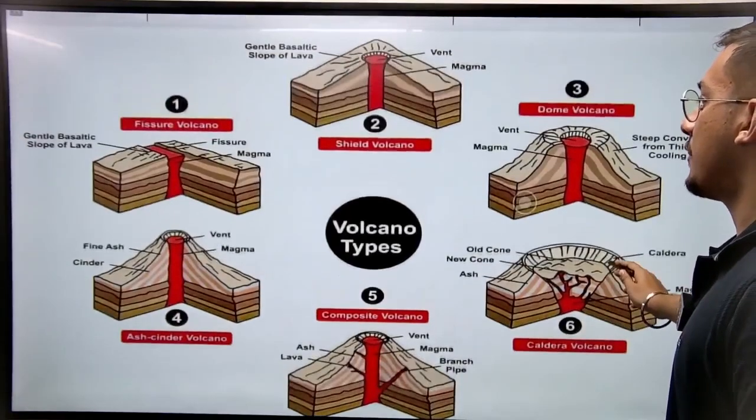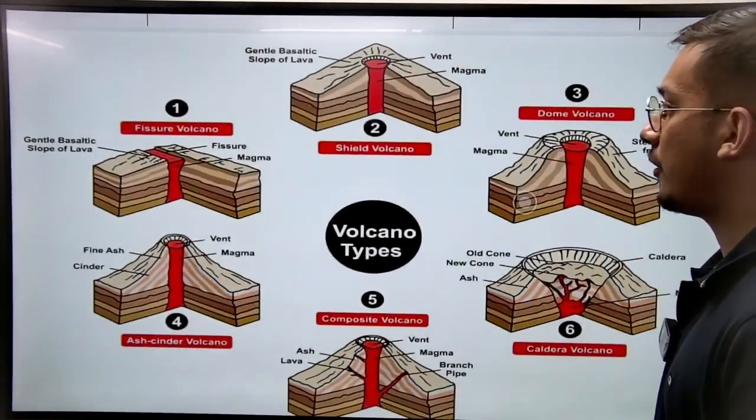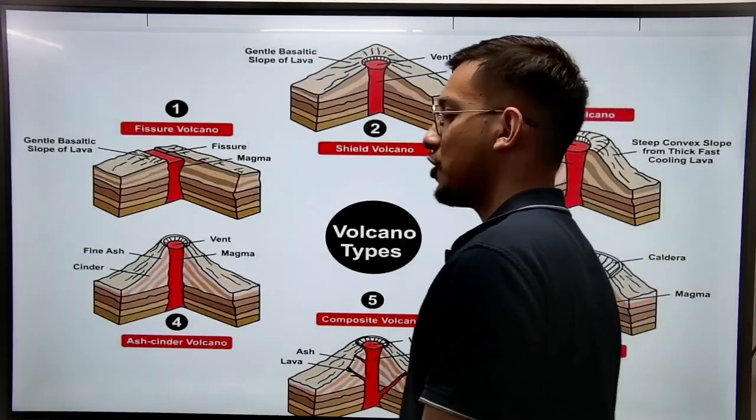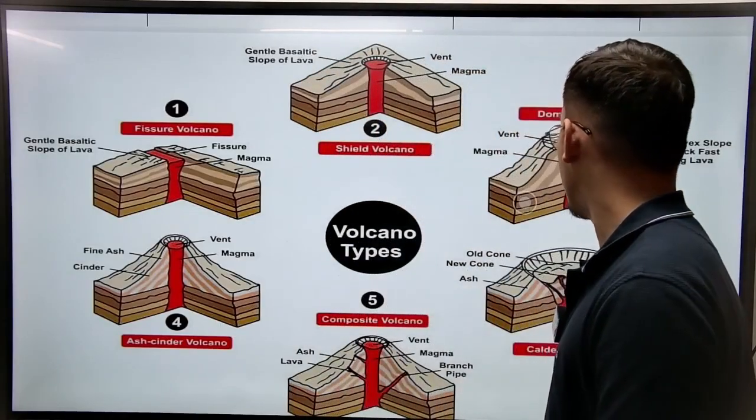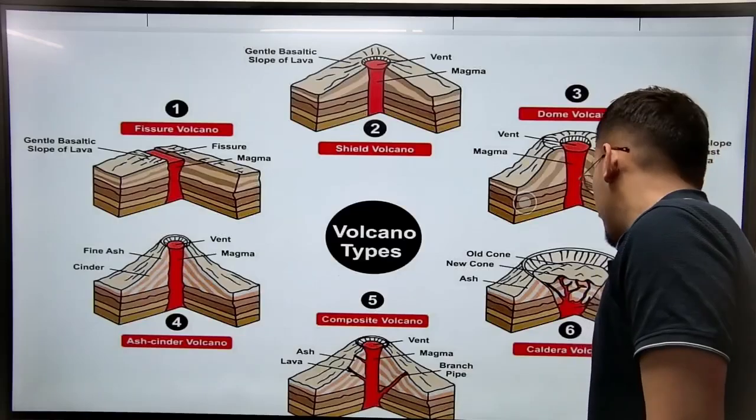So here we can see the types of volcano. We have shield volcano, fissure volcano, ash cinder volcano, composite volcano, caldera volcano, and dome volcano.